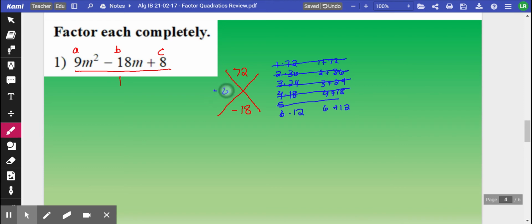So I have to remember that I'm allowed to do negative times a negative. Negative 6 times negative 12 is positive 72. Negative 6 plus negative 12 is negative 18. So got it. Took me a little while, but I got it.